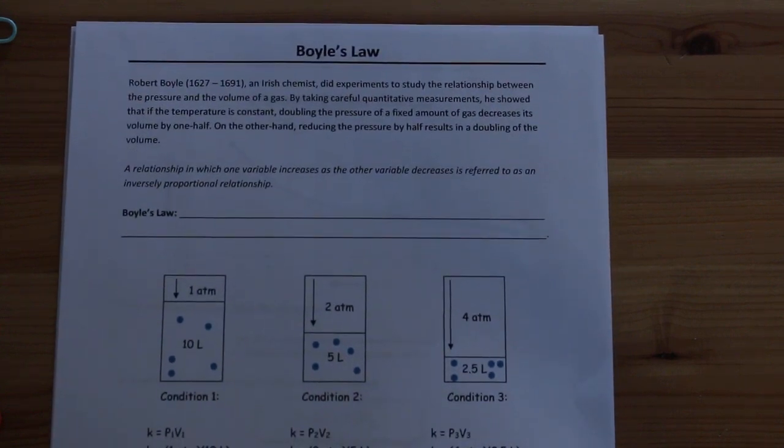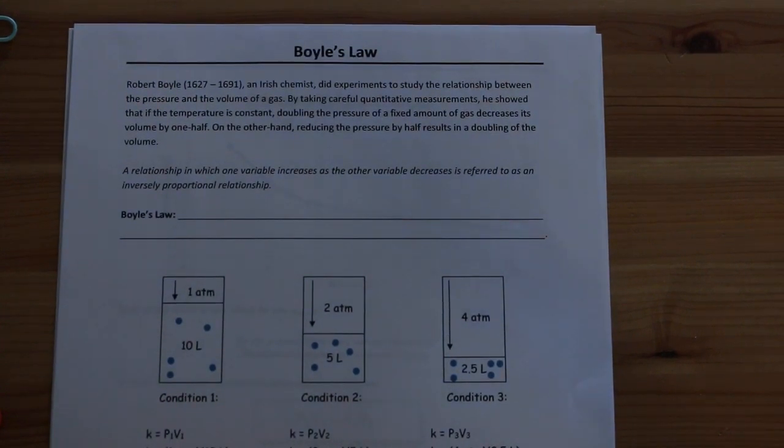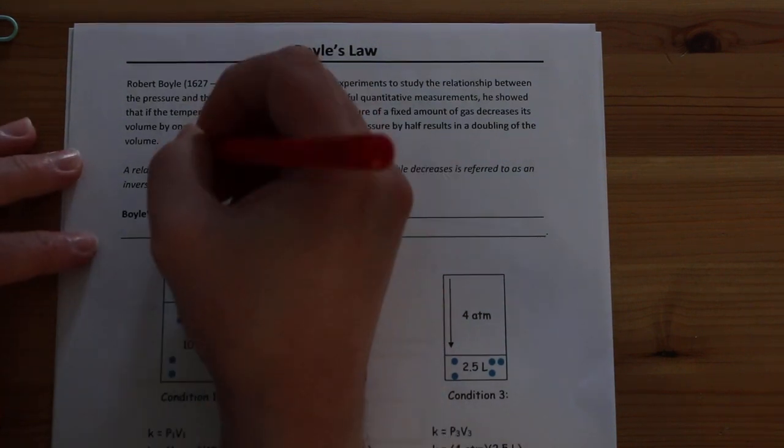Okay, so let's do another example really quickly. Before we do that, I'm just going to run through the notes so that you can fill out your booklet. So again, Boyle's law was discovered by an Irish chemist called Robert Boyle. And again, the big takeaway message is that pressure is inversely proportional to volume.